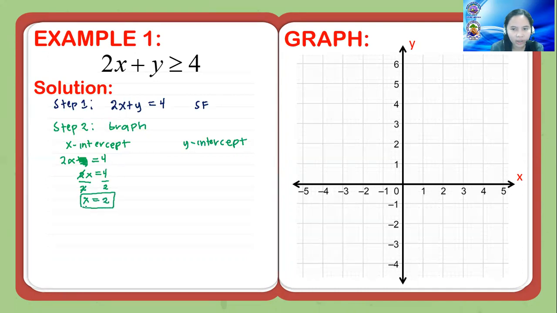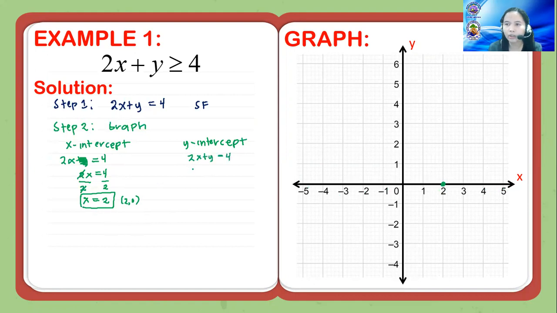Since the x-intercept is 2, take a look at the x-axis, we have 2. So this will be the point. Since the x-intercept equals 2 means the ordered pair 2, 0. Then for the y-intercept, we have 2x plus y is equal to 4.